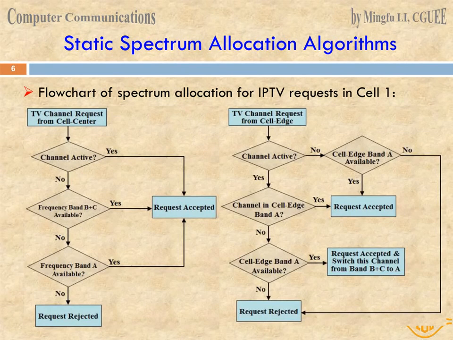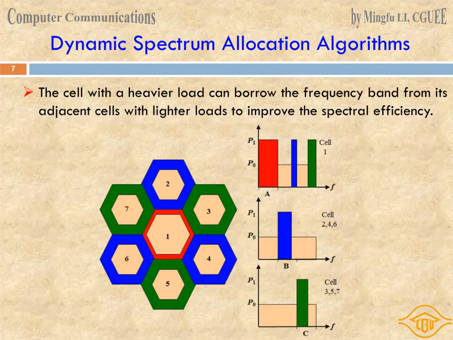An IPTV channel request from a cell center user can be rejected only when the requested channel is not multicasted and no bandwidth is available. An IPTV channel request from a cell edge user will be rejected if the requested channel is not multicasted and no cell edge bandwidth is available, or the requested channel is multicasted using cell center band and no cell edge bandwidth is available.